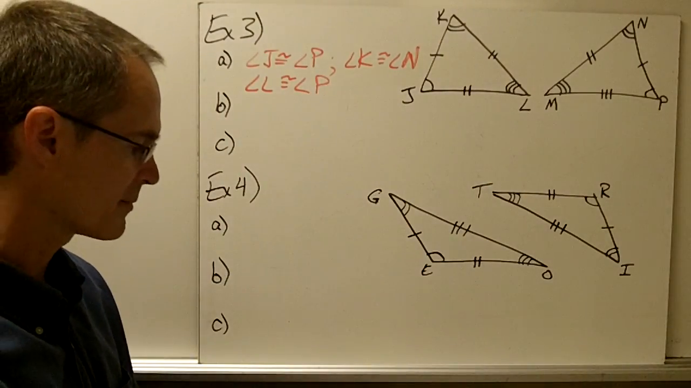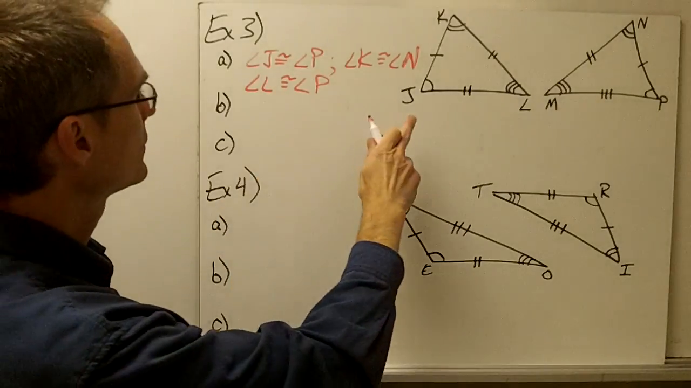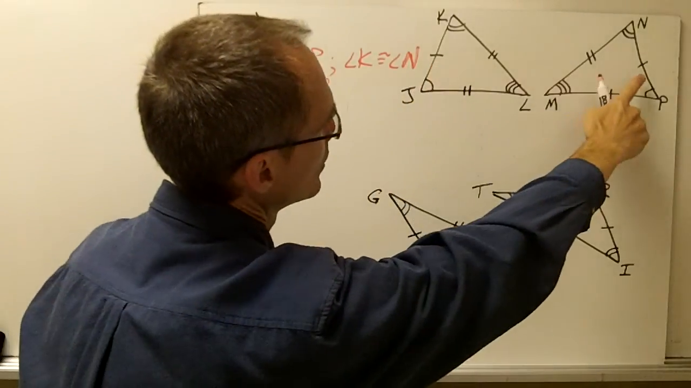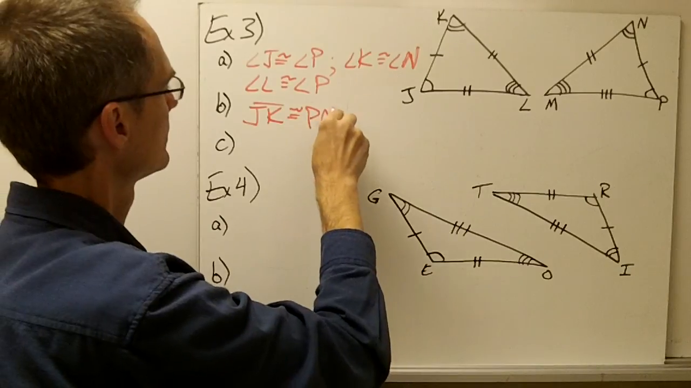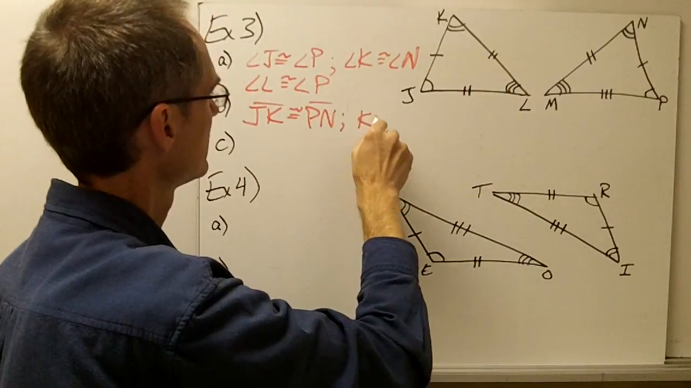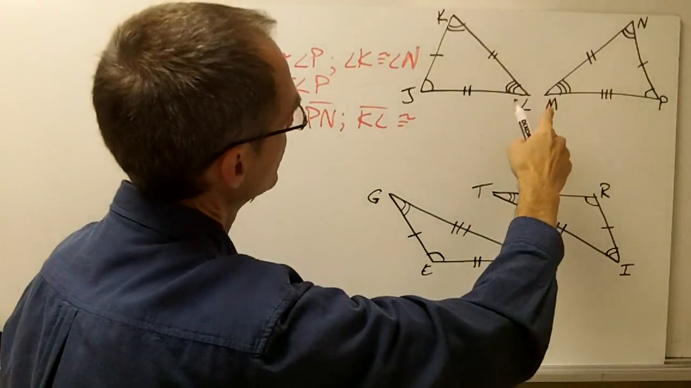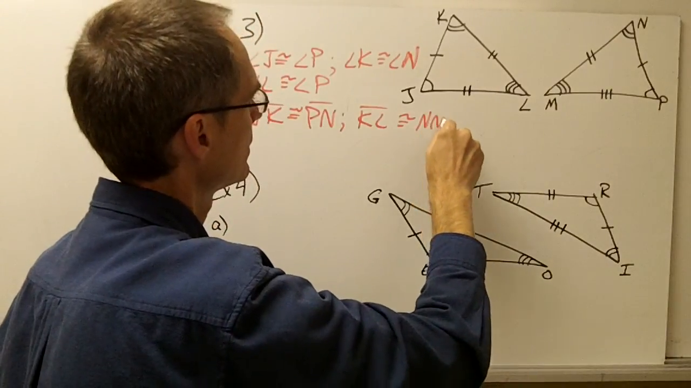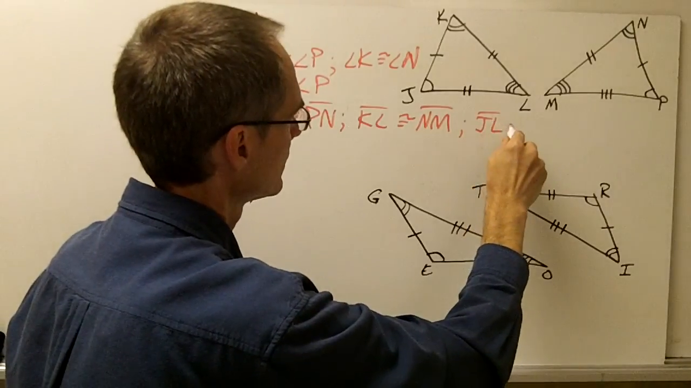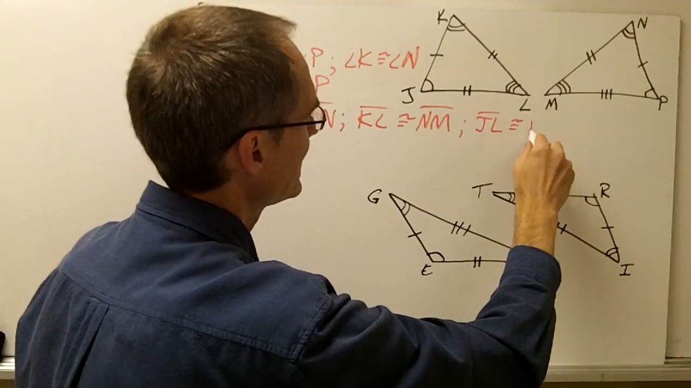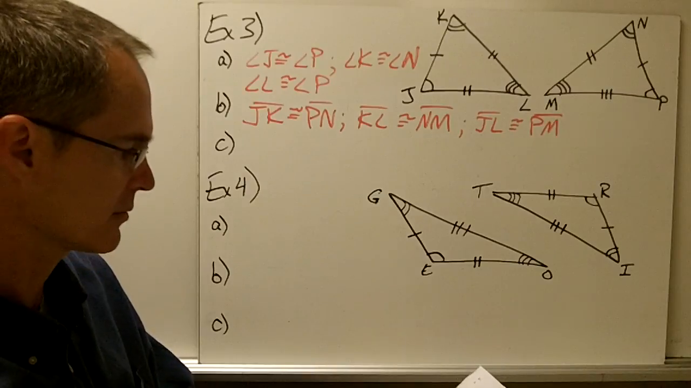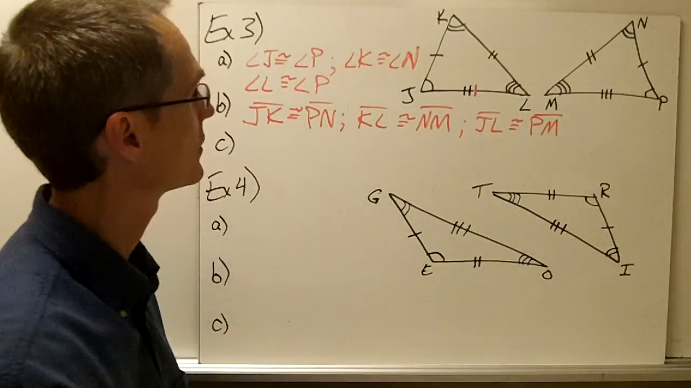All right. Now I want to list my pairs of congruent sides. So let's see, JK is congruent to PN. KL is congruent to NM. And JL is congruent to PM. And I think I'm missing a hash mark there. Yeah, JL, there should be 3 hash marks in that triangle.